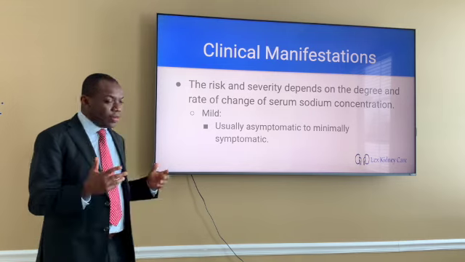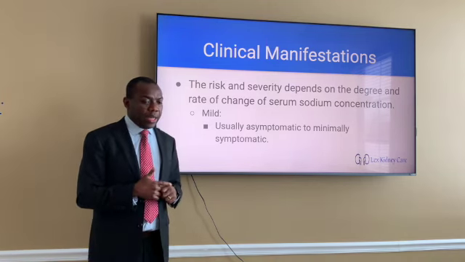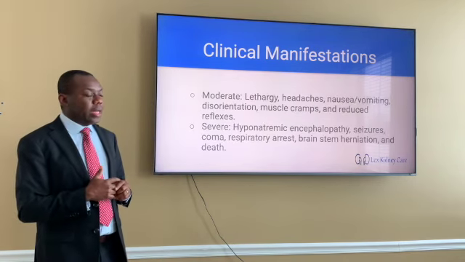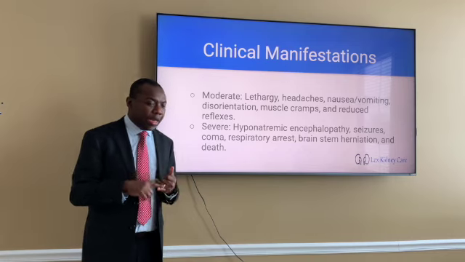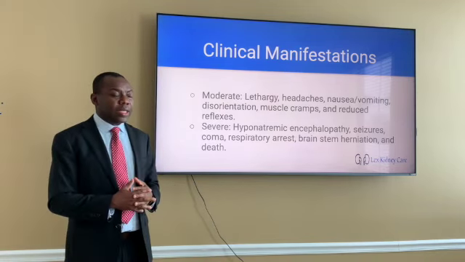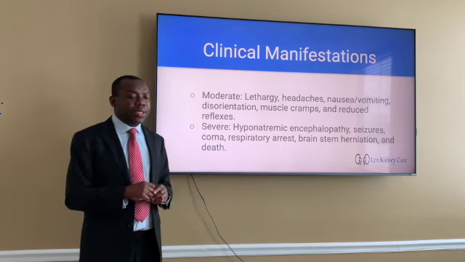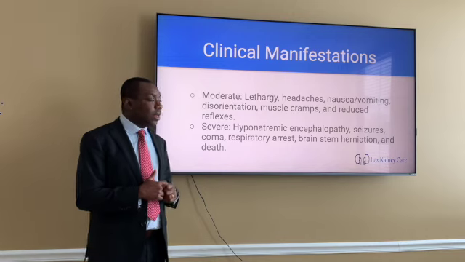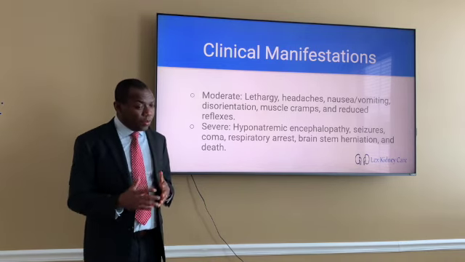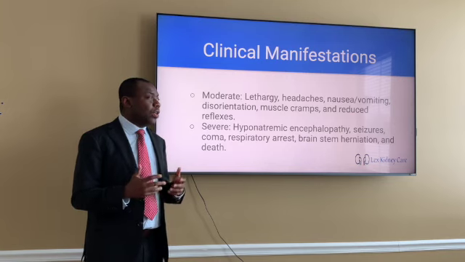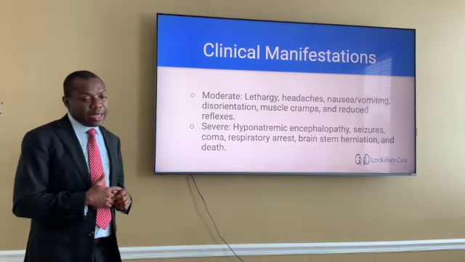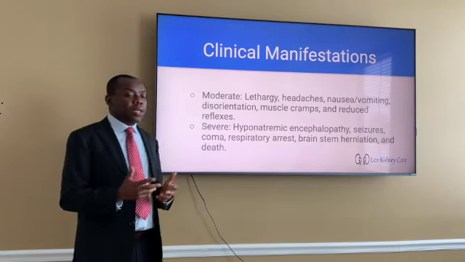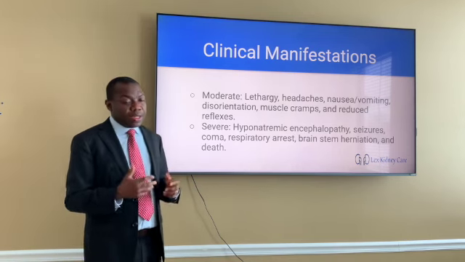And to classify it, we have the mild form, usually asymptomatic to minimally symptomatic. Then the moderate. In a moderate, you can have headaches. Some patients can present with lethargy, nausea and vomiting is another presentation. They can have disorientation, muscle cramps, and reduced reflexes. Now, in the severe form, which typically is a sodium level of less than 115, they can have encephalopathy, seizures, coma, respiratory arrest, brainstem herniation, and even death.